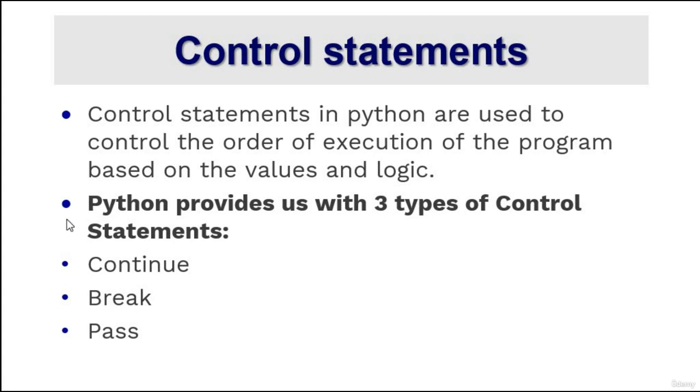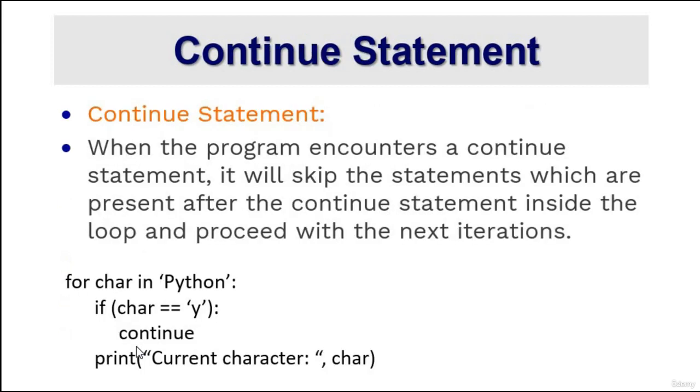So Python provides us with three types of control statements. Number one is the continue statement, number two is the break statement, number three is the pass statement. Now let's move on and discuss each statement one by one individually.